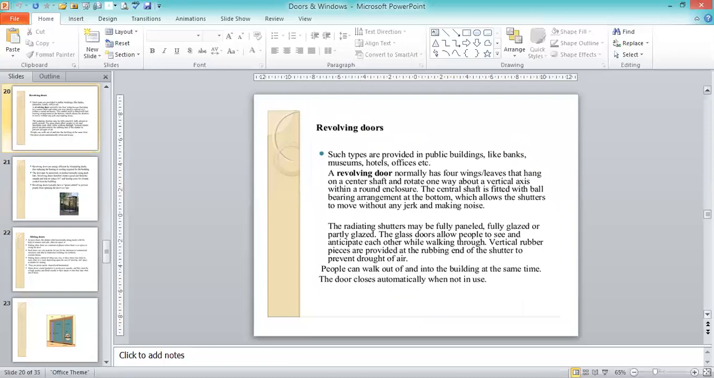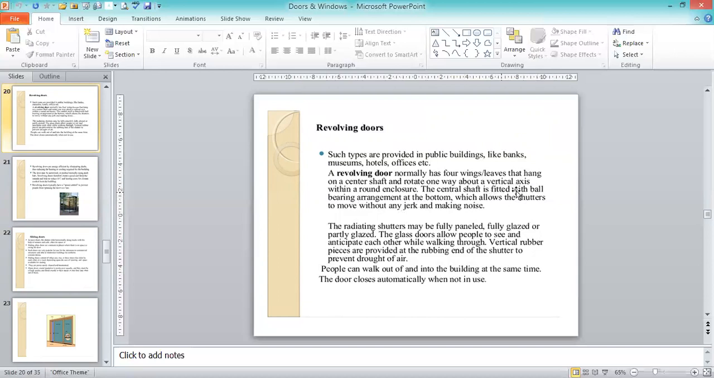Then the revolving doors. Revolving doors are provided in public buildings like banks, museums, hotels, and offices. The shutters may be fully paneled, fully glazed, or partly glazed. A revolving door normally has 4 wings or leaves that hang on a center shaft and rotate one way about a vertical axis within a round enclosure.